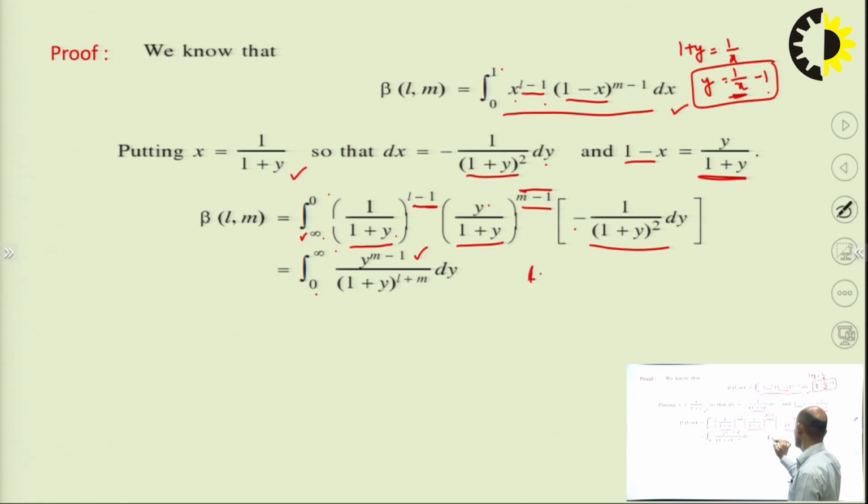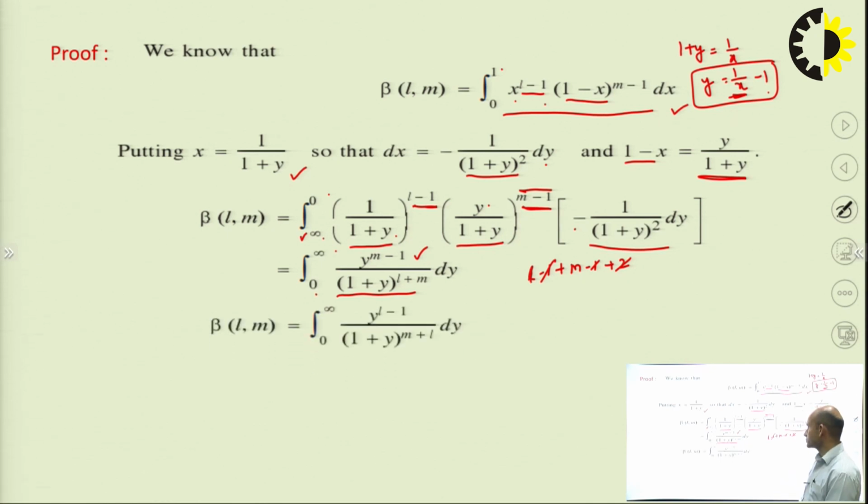So we have L minus 1 power and m minus 1 power here, and 2 powers here. So finally, we get the power L plus m. So this is the integration from 0 to infinity of y raised to m minus 1 upon 1 plus y whole power L plus m. This is the transformation related to the beta function. So we have beta L, m equals the integral of y raised to L minus 1 upon 1 plus y whole power m plus L. And also we can write this as the integration from 0 to infinity of y raised to m minus 1 upon 1 plus y whole power m plus L dy.